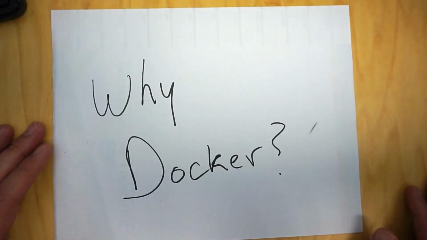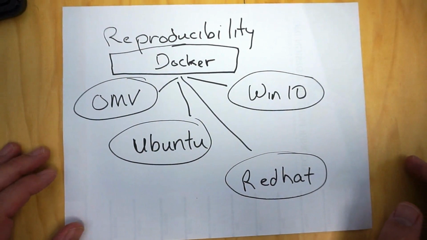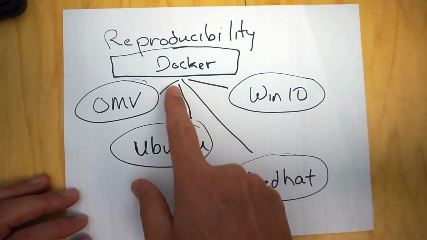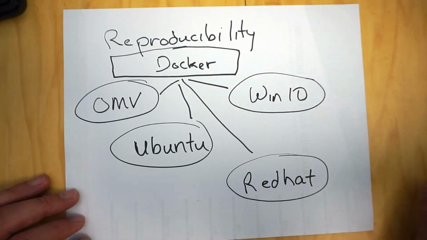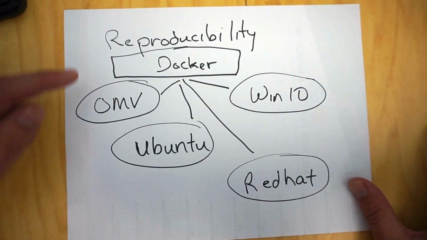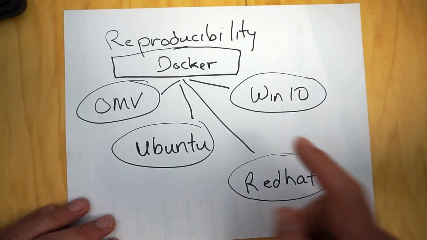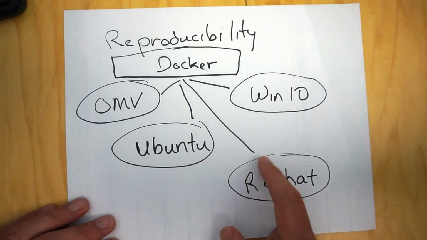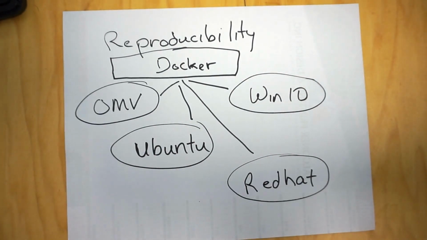So why Docker? The first reason is reproducibility. Basically, if somebody makes a Docker, then they can run it on pretty much any operating system as long as it has a Docker app for it. The other thing is that it will install exactly the same on all these different operating systems.